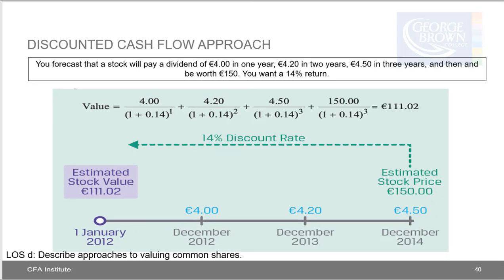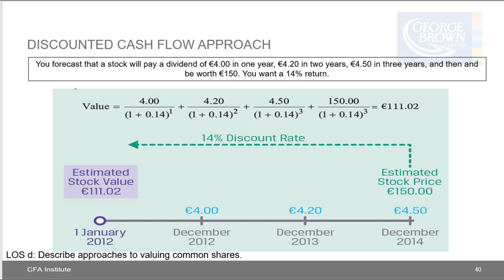So this is the example from the text for the discounted cash flow. And again, on the test, you're not really required to do the calculations. You don't need your calculator, but I will walk you through it just so you understand it. In this example, you forecast that a stock will pay a dividend of €4 in 1 year, €4.20 in 2 years, €4.50 in 3 years, and then you will sell the stock. The stock will be worth €150 at the end of the 3 years, and you want a 14% return.